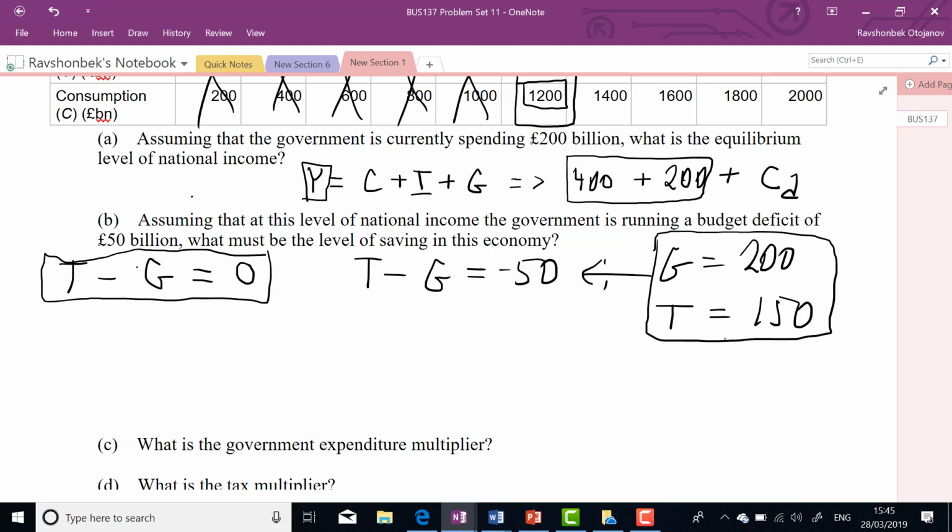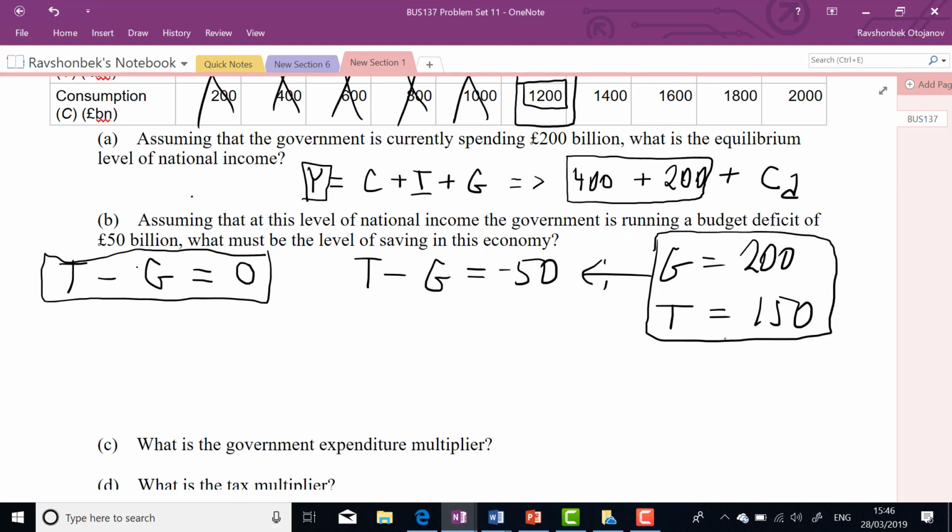It also tells us here that the government is running a budget deficit of 50 billion, so T minus G must be minus 50. Given that G is 200, T must be 150. 150 minus 200 gives us minus 50. Now we know what T is. Now we should be able to find the savings using the injections equal to withdrawals approach in equilibrium.